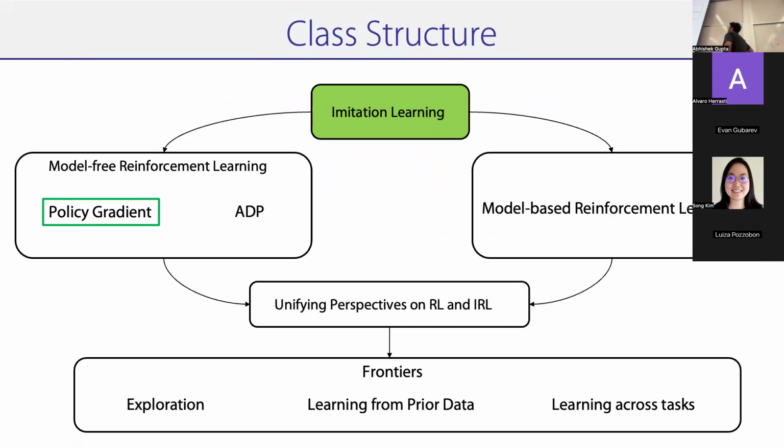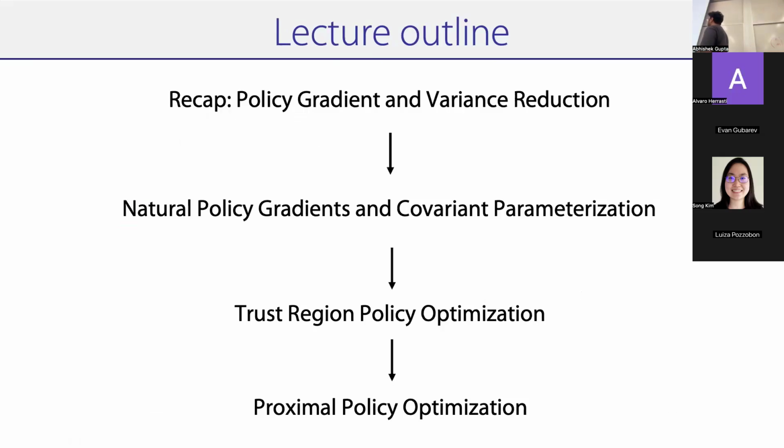Okay, so just to recap, we finished imitation learning. We started doing policy gradient. We covered a bunch of stuff about policy gradient, and today we're going to try and finish policy gradient, maybe. And then we'll go to dynamic programming and model-based RL and so on. So let's do a little recap. We're going to talk about policy gradient and variance reduction. Then we'll talk about natural policy gradients and having a covariant parameterization. We'll then talk about a class of algorithms called TRPO, trust region policy optimization. Then we'll touch on PPO and some variants, right?